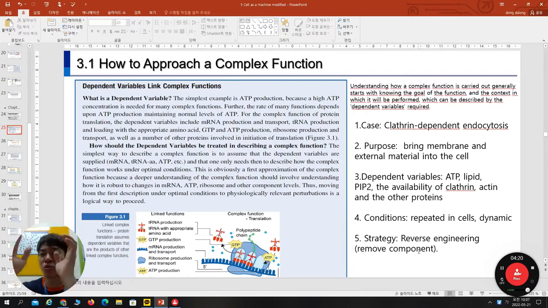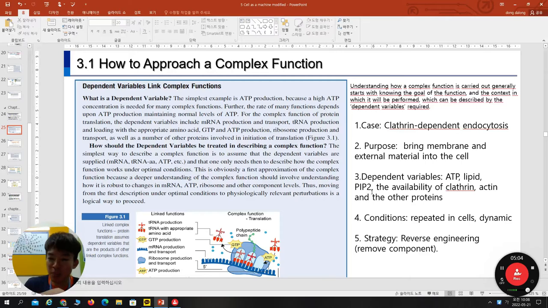So let's imagine this is your cell also. When you want to know a certain mechanism, the initial strategy is reverse engineering, which means decompartmentalizing every component. So, using siRNA or shRNA studies, you remove them one by one. And then you can know whether this possible dependent variable is really important or not. Okay? So, for example, you remove lipid, and then see how clustering and dependent endocytosis happen. When that doesn't happen, lipid is involved. When you remove the PIP2 pathway using an inhibitor, you can confirm whether it is involved or not.